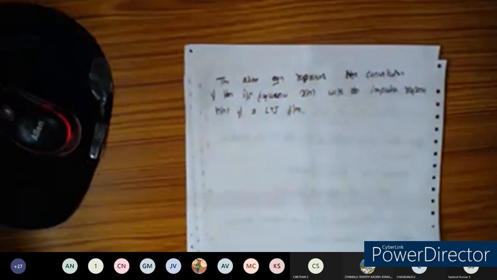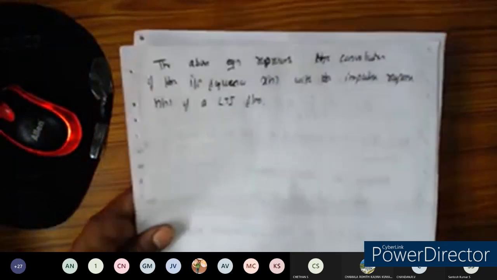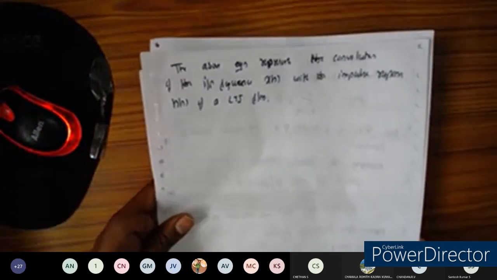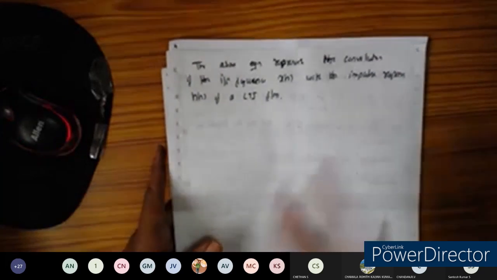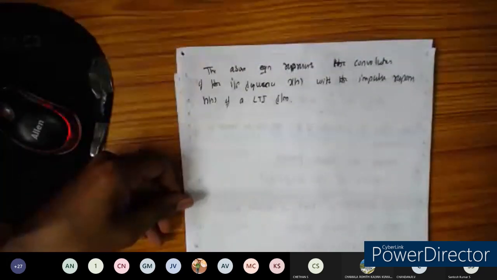The above equation represents the convolution of the input sequence x of n with the impulse response h of n of the LTI system. Okay, so you can ask what are the applications of this convolution. You can ask here where we are going to use this one.